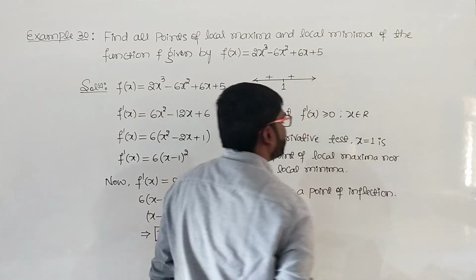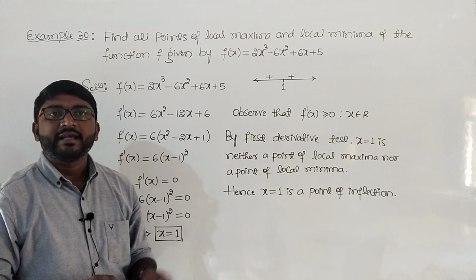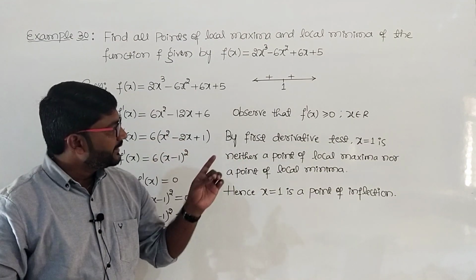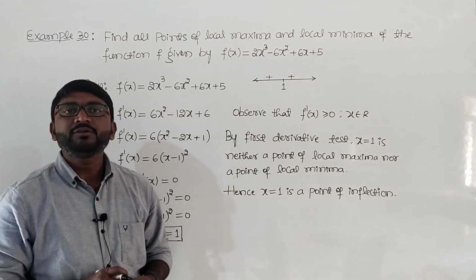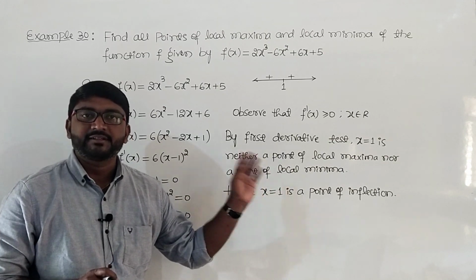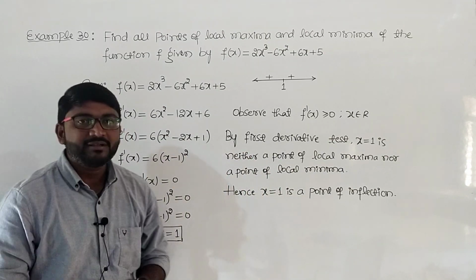If f dash of x does not change sign as x increases through c, then we say that x equal to 1 is a point of inflection. This is all about example 30.